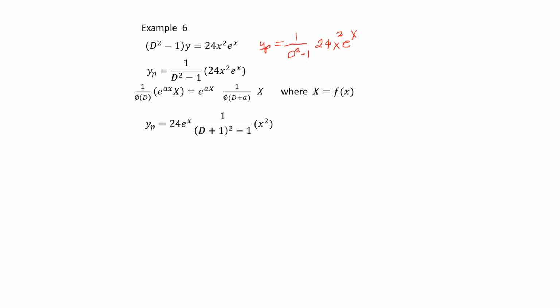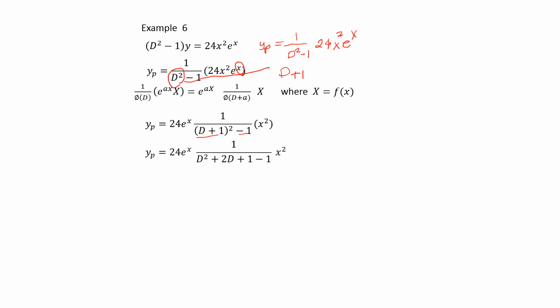So this means that you have to replace this d here. When you move e to the x out, you will have to replace this by what? d plus 1. Where did you get that 1? From the exponent of e to the x. That's why it gives you d plus 1 squared minus 1, and then x squared.